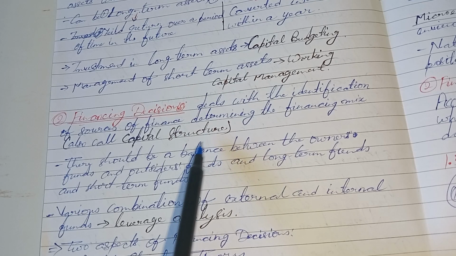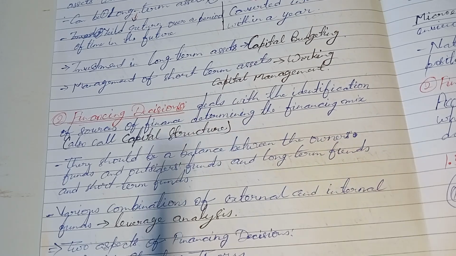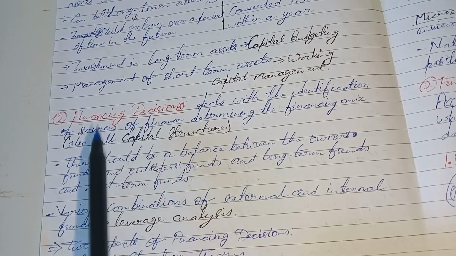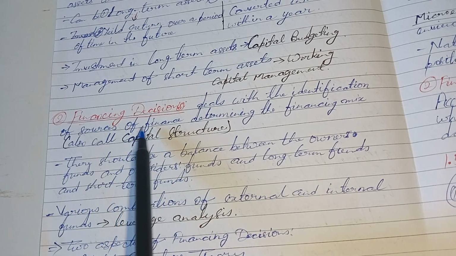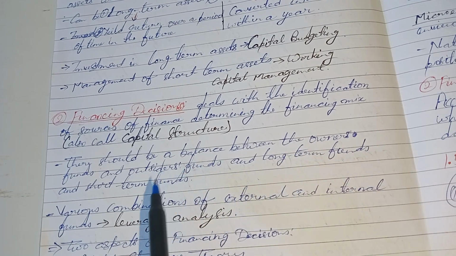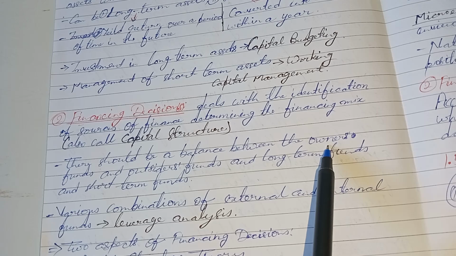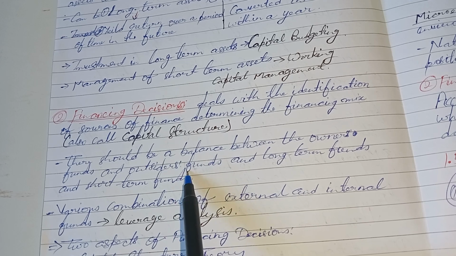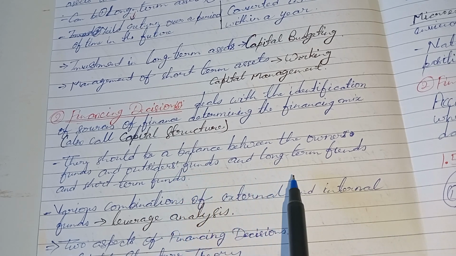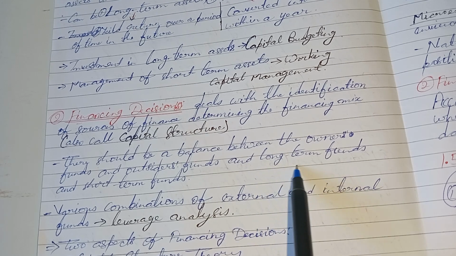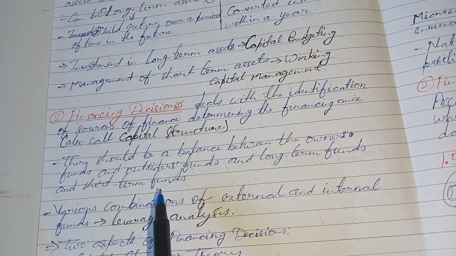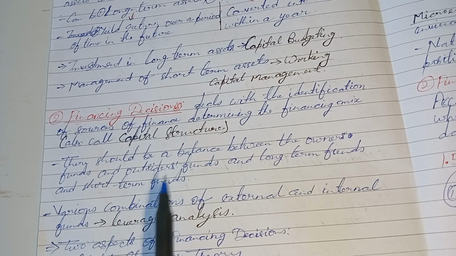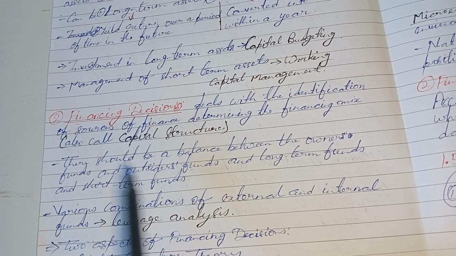There should be a balance between the owners' funds and the outsiders' funds, and long term funds and short term funds. Now you see what kind of decision we make in financing decision. We consider how much should be provided by the owner, how much funds should be taken from the outsiders, and how much of the fund requirements should be fulfilled by short-term funds and how much by long-term funds. These all decisions are made under financing decisions.